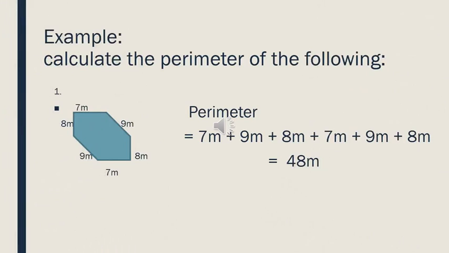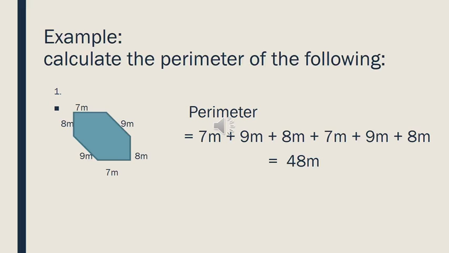Okay, let's look at example 1. It says we should calculate the perimeter of the following. If you look at that figure there, you can't call it a kite, neither can you call it a rhombus or something, but it's just a shape and it has some measurements on the side.